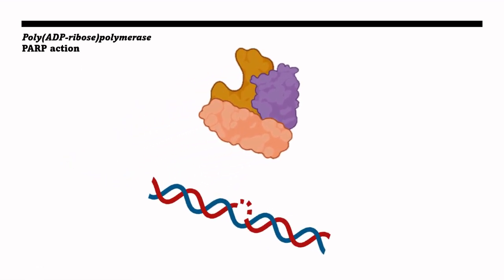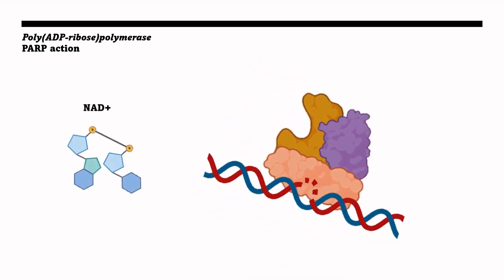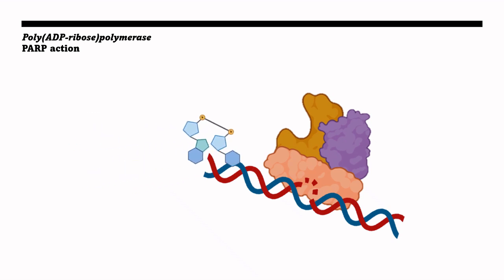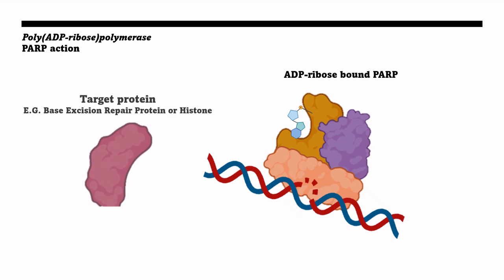Normal action of PARP. A single-strand break occurs and is detected rapidly by the zinc fingers on a PARP, tightly binding to the damaged DNA. DNA binding activates the catalytic domain of PARP and allows NAD+ access to its binding site. NAD+ is cleaved into nicotinamide, which is released from the enzyme, and ADP ribose, which is retained. ADP ribose is polymerized onto target proteins, such as histones, excision repair proteins, and the self-modification region.